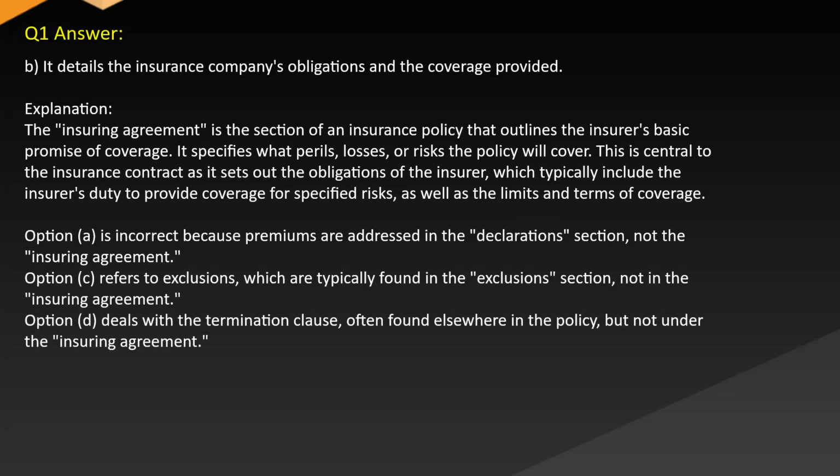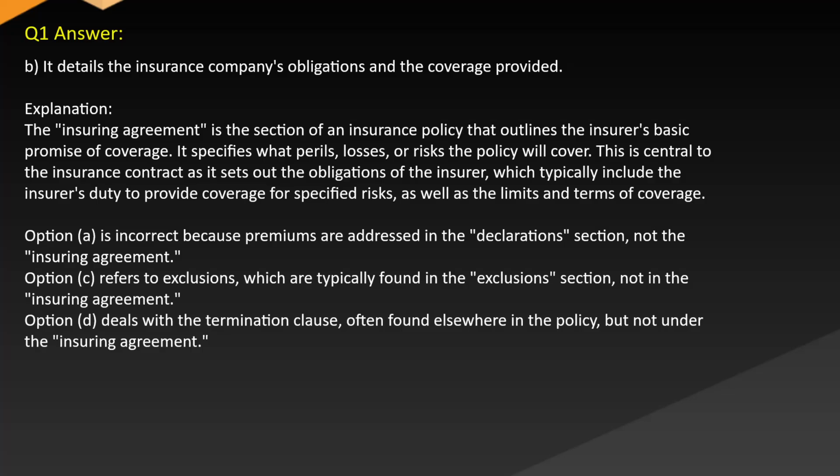Answer. B. It details the insurance company's obligations and the coverage provided. Explanation. The insuring agreement is the section of an insurance policy that outlines the insurer's basic promise of coverage. It specifies what perils, losses, or risks the policy will cover. This is central to the insurance contract as it sets out the obligations of the insurer, which typically include the insurer's duty to provide coverage for specified risks, as well as the limits and terms of coverage.